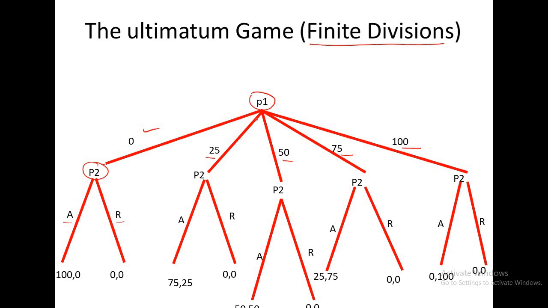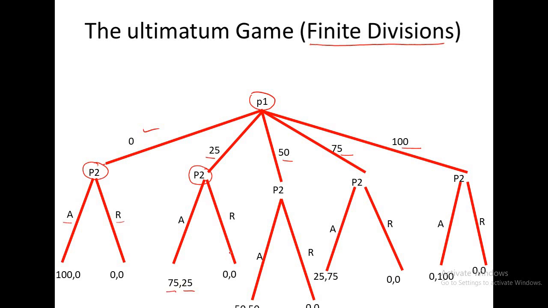Now in this case, when P1 is offering 25, after this offer P2 will act, and P2 can accept or reject the offer. If he accepts, then the offer amount will be the payoff of P2, and the remaining amount will be the payoff of P1, that is 75 here.